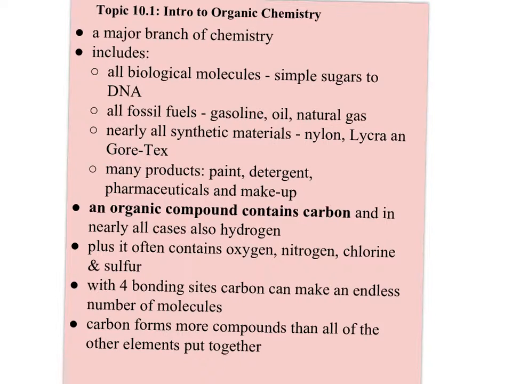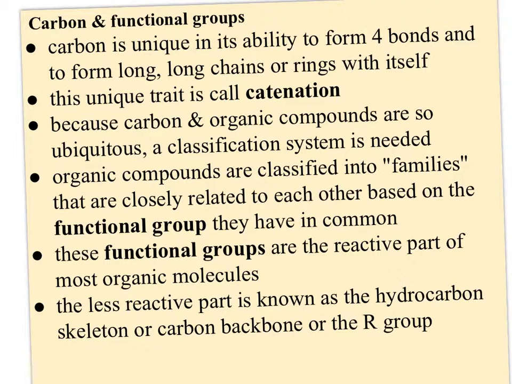So part of the reason organic chemistry is such a big branch is because carbon has 4 bonding sites. So it can make an endless number of molecules with things extending in 4 different directions. So carbon is known to form more compounds than all the other elements put together, which is a pretty amazing number when there's over 10 million different compounds out there. So again, its unique ability to form 4 bonds and to form either long chains in multiple directions or even form rings with itself is what makes carbon substances so ubiquitous, so commonplace out there. And this unique trait actually gets a name called catenation.